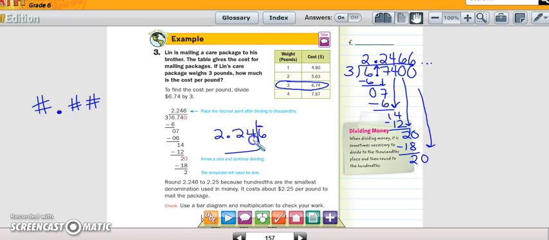But I'm going to look to the number next to it to see whether this 4 rounds up or stays the same. That's a 6, so the 6 actually will round the 4 up to a 5. So my answer is $2.25 because that's 6 rounded that 4 up.